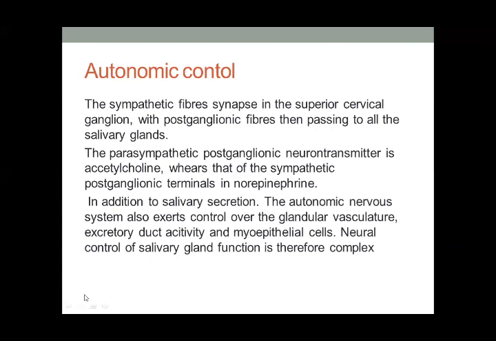What are the types of the salivary glands? What are the types of salivary gland?